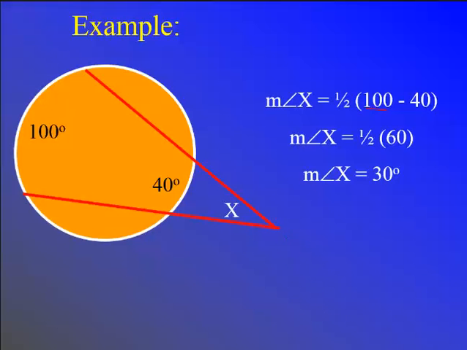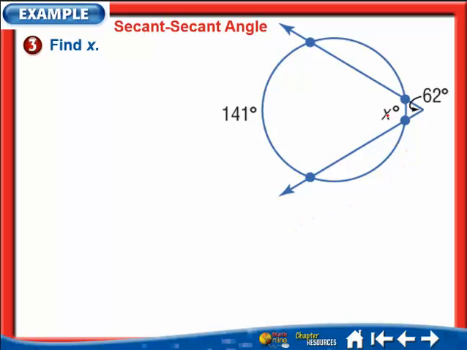Here's a problem with a twist. Yes, we have an intersection on the outside. Yes, we have the two arcs and the angle. But this time, we're looking for one of the arcs. The angle's given to us. As long as we have two of the three numbers, we can work this problem. Okay, so we got to just think it through a little bit.